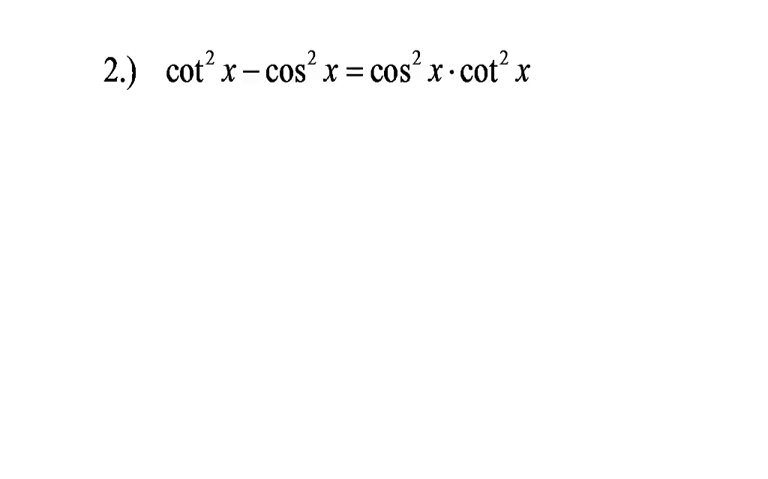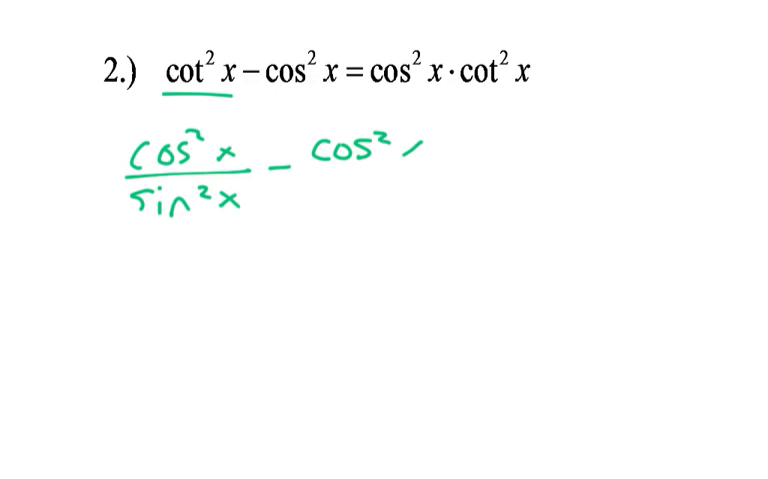Alright, our next example, we've got some cotangents and cosines on the left, and then all of a sudden we have cosine times cotangent on the right. So, let's see how we want to walk through this one. I think the first thing I'm going to do is change everything into cosines and sines. Yep. So in cotangent over here, I'm going to recreate that as cosine squared of x over sine squared of x, and then have that subtracting cosine squared of x.